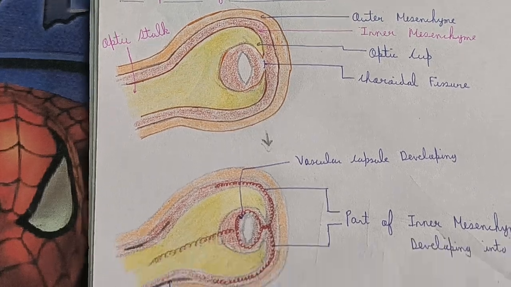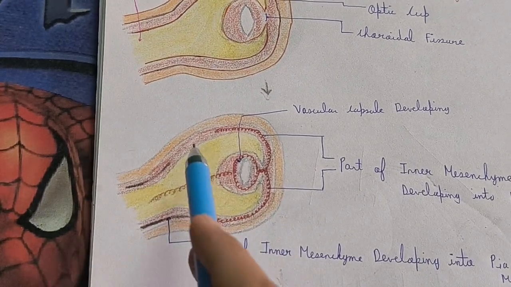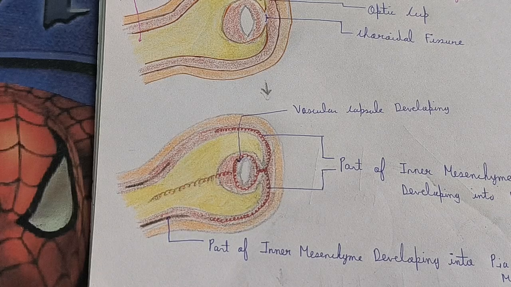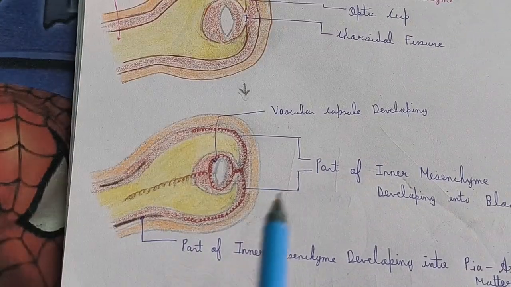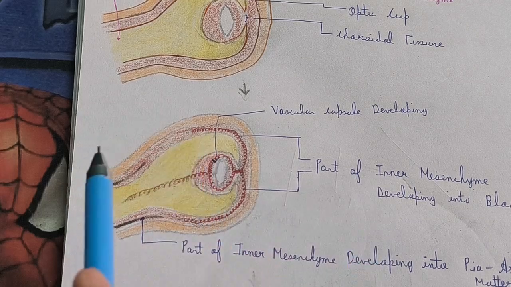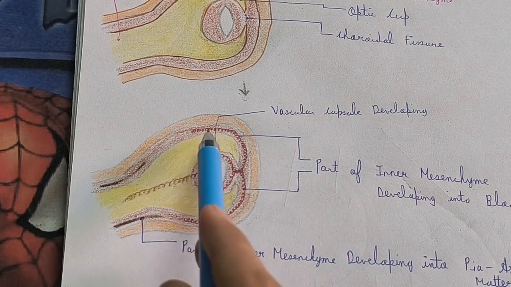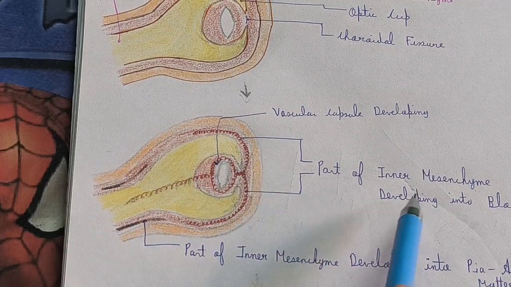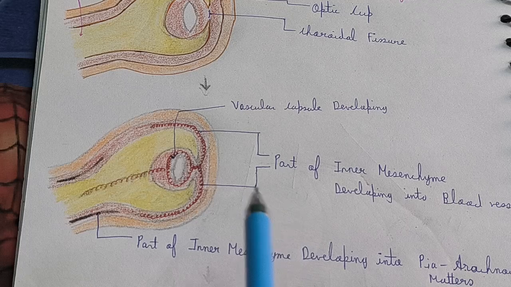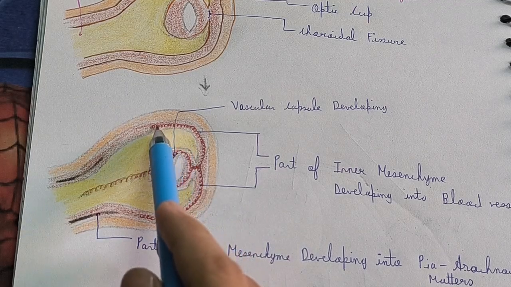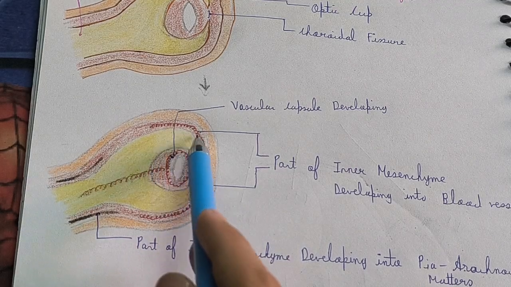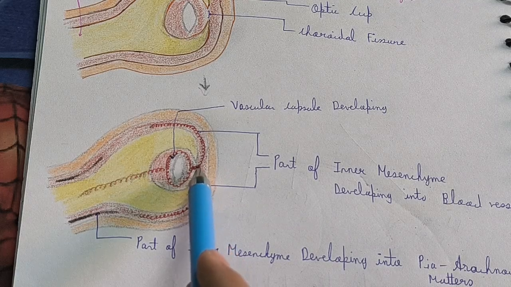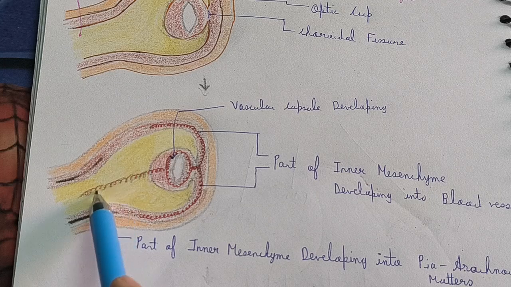Now, as you already know, from this inner mesenchyme the pia arachnoid mater develops, and also blood vessels develop. So this is the part of the inner mesenchyme that is going to develop into blood vessels. As you can see here, the part of inner mesenchyme which is developing into future blood vessels is entering into this optic stalk.